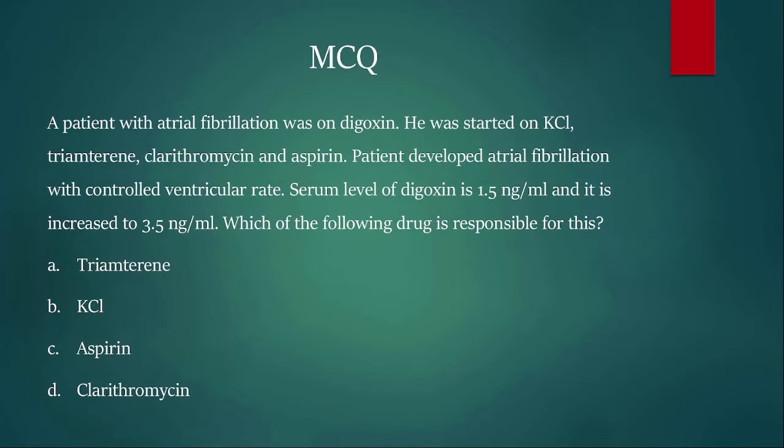Moving on to the third MCQ, again a very good question. A patient with atrial fibrillation was on digoxin. He was started on potassium chloride. He was also started on triamterene, clarithromycin and aspirin.